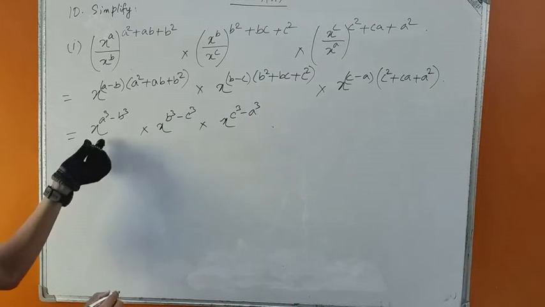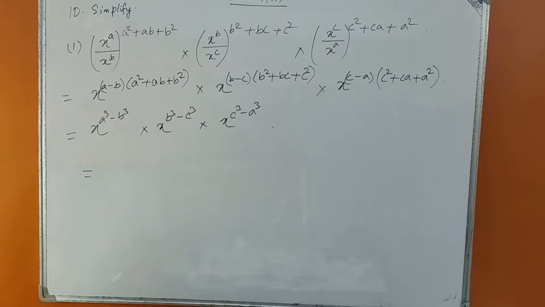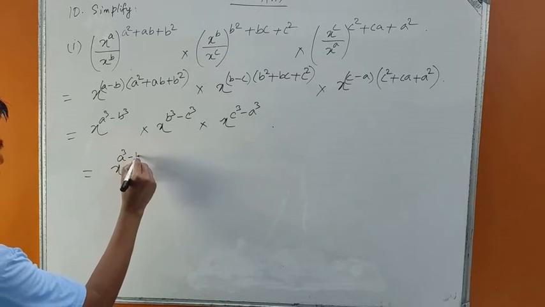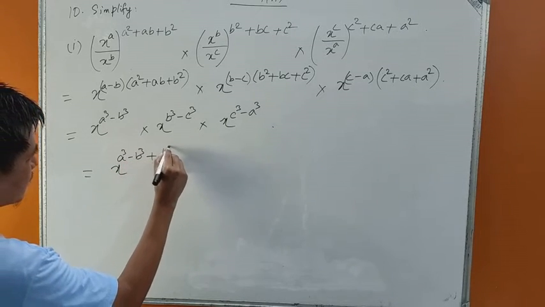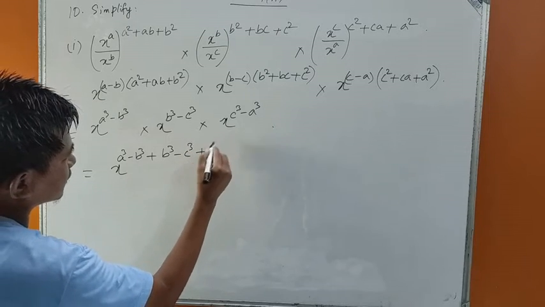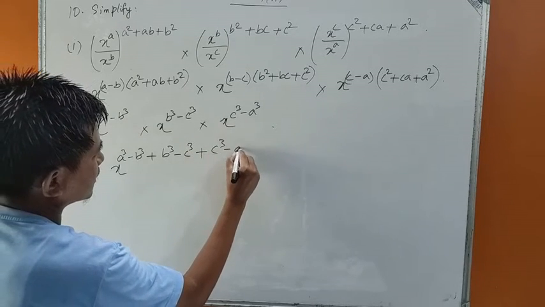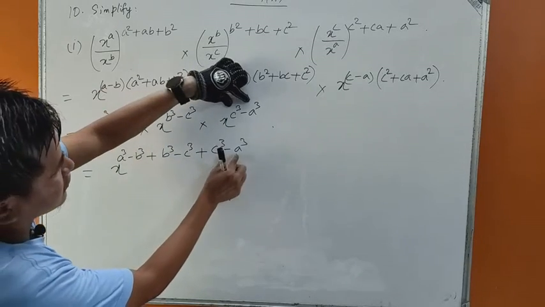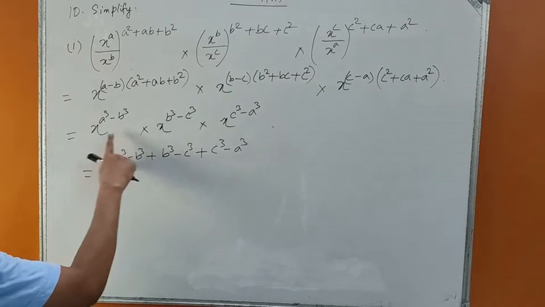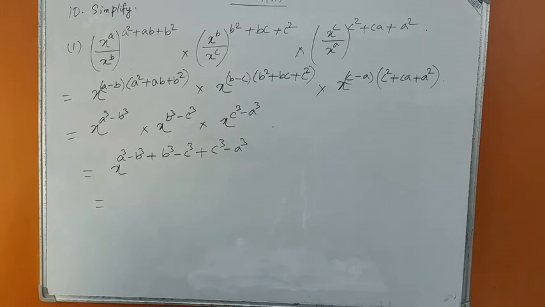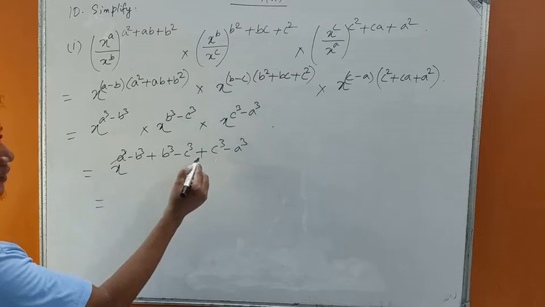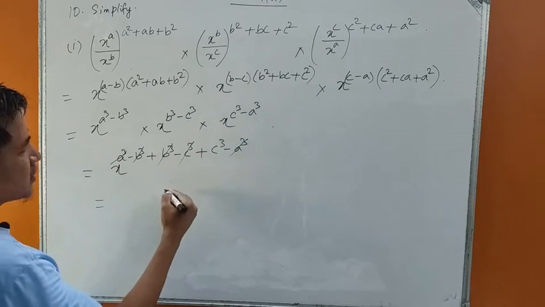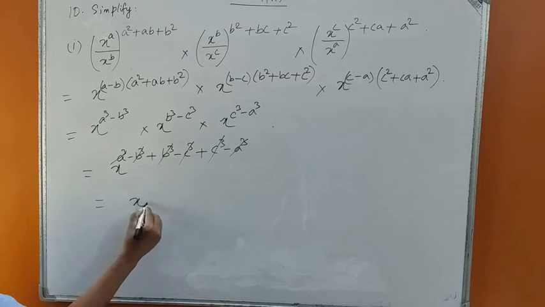So x, the bases are same, their power will be added, isn't it? So x to the power a cube minus b cube plus b cube minus c cube plus c cube minus a cube. We are adding all the powers because the bases are same, x. So plus a cube and minus a cube cancels out, minus b cube and plus b cube cancels out, minus c cube and plus c cube cancels out, x to the power 0.